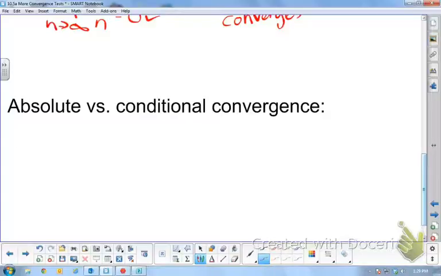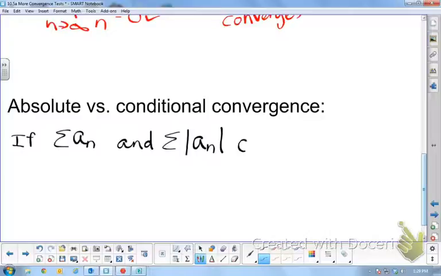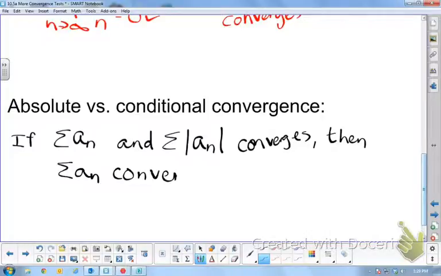So we have two options. If some series and the absolute value of the series converges, then we call that converging absolutely. A sub n converges absolutely.